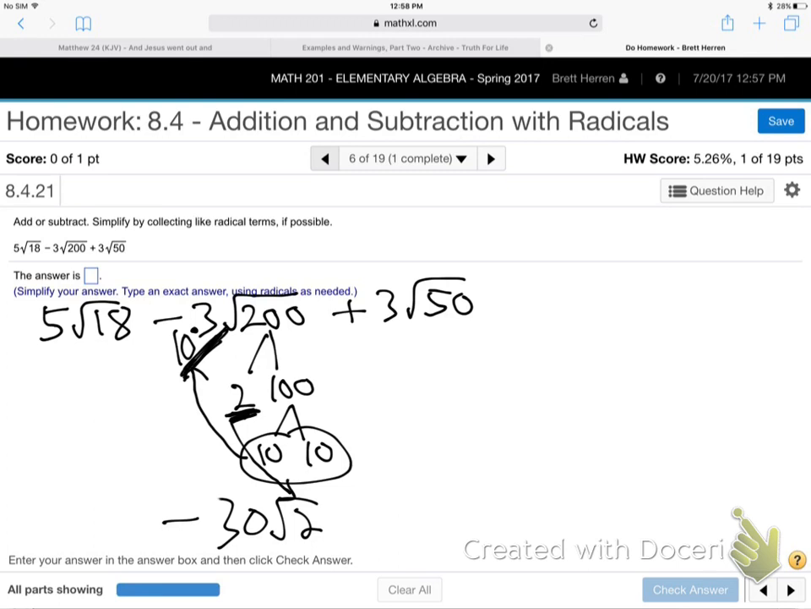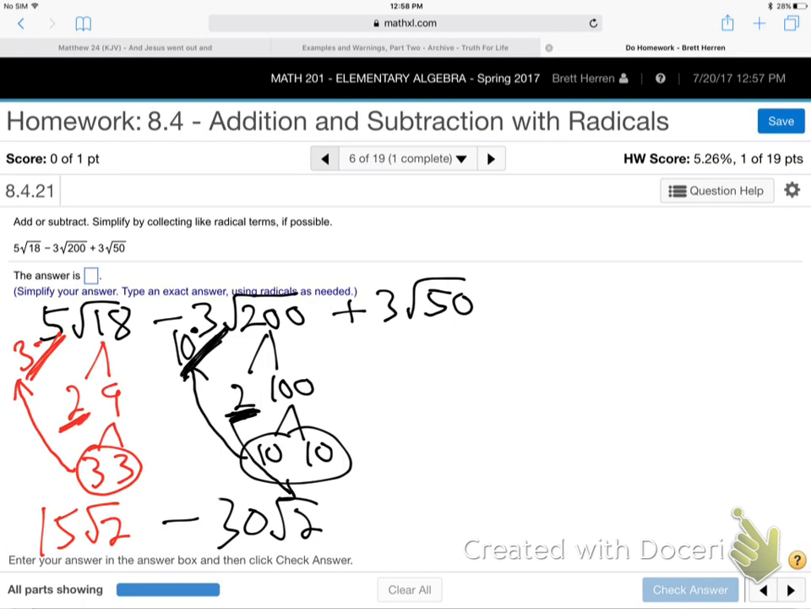And then finish up the 5 root 18. 18 is 2 times 9. 9 is 3 times 3. 2 3's in, 1 3 out. 3 times 5, 15 root 2. What's that? Yeah, it's going to be 0. That 2's left over inside.